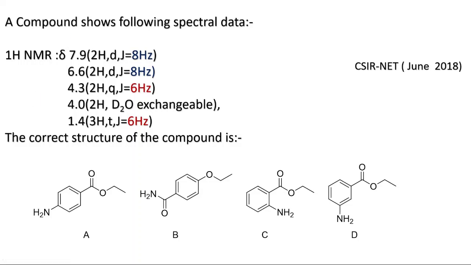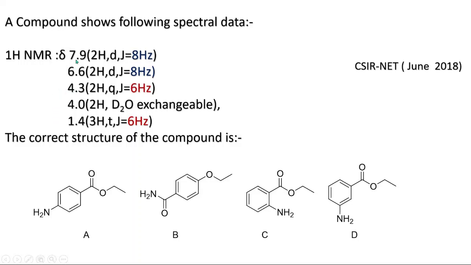Now if you see the chemical shift values, these two are coupling partners: 7.92 doublet and 6.62 doublet. How do we know that? Because of this J value. The J values are equal, 8 Hz, 8 Hz. Now the 4.32 quartet and 1.43 triplet have J value 6 Hz. That means these two are coupling partners. Coupling partners means they are adjacent to each other.